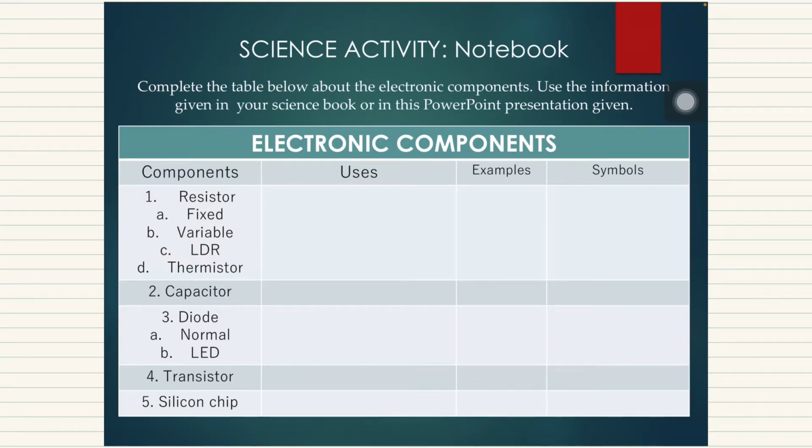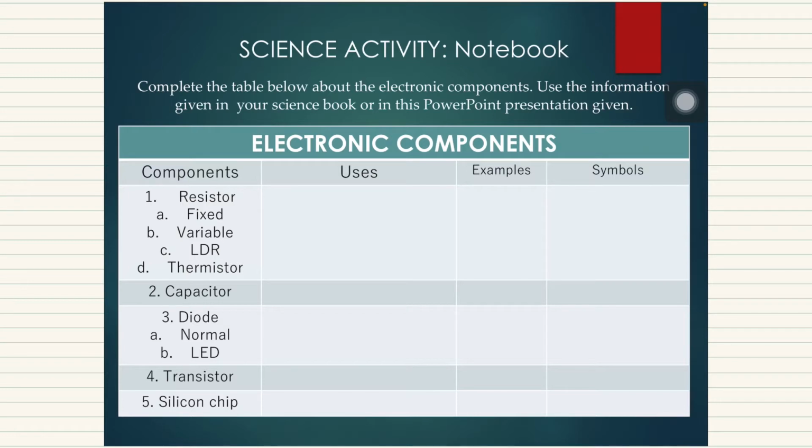But before that, let me remind you already what you're going to send later on. So for M3 Class 2, I know you have already done this one, but for M3 Class 1 and M3 Class 3, you're going to complete the table below about the electronic components. Use the information given in your science book or in this PowerPoint presentation given. So you're going to fill this up, copy as it is, and write this one in your science notebook. And then when you come back, I'm going to check your notebook. Now this will be graded.